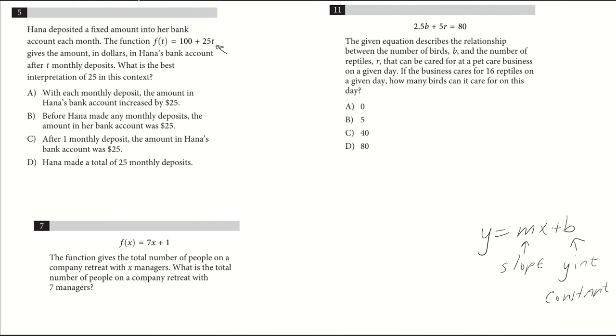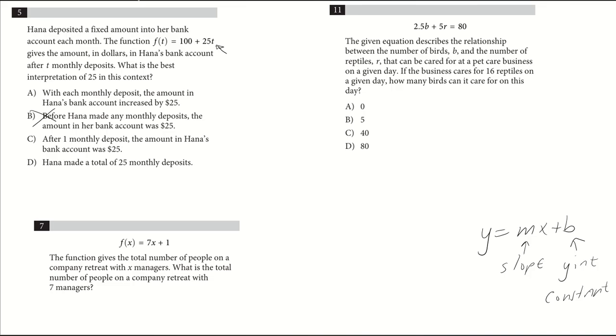So now let's look at our answer choices. And I always like to do process of elimination. It says A, with each monthly deposit, the amount in Hannah's bank account increased by $25. Okay, that might be a possibility. B, before she made a deposit, the amount in her bank account was $25. So we know that that is incorrect because that would have to be our y-intercept. So we're going to X that out.